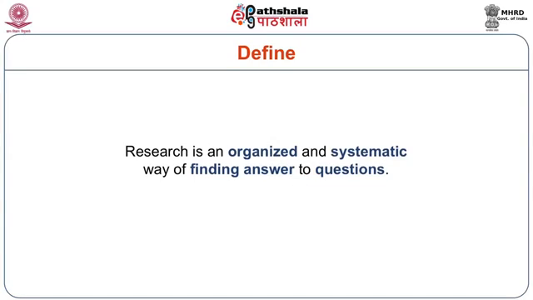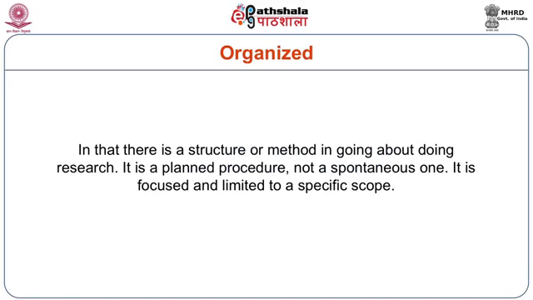So let us understand first, what do we mean by research? Research is an organized and systematic way of finding answers to questions. This is the simplest definition of research. Now, let us take one by one. This is organized. Organized in the sense that there is a structure, there is a method in going about doing research. All of a sudden, at our free will, we cannot do the research. There is a procedure and we must follow that. So, this is organized. It is a planned procedure. It is not a spontaneous one.